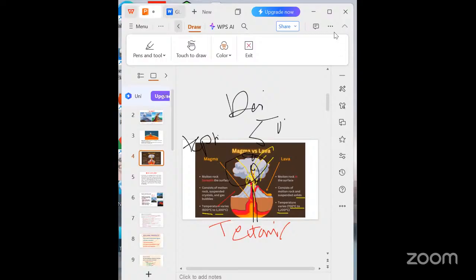So these are the volcanoes. So now today's class is over.